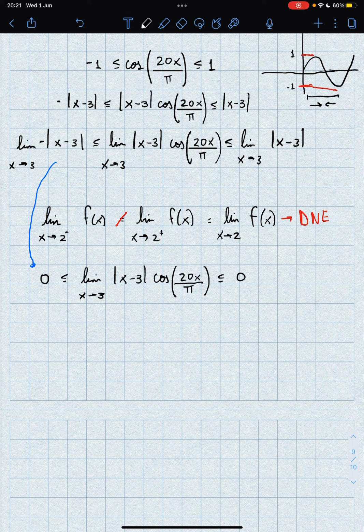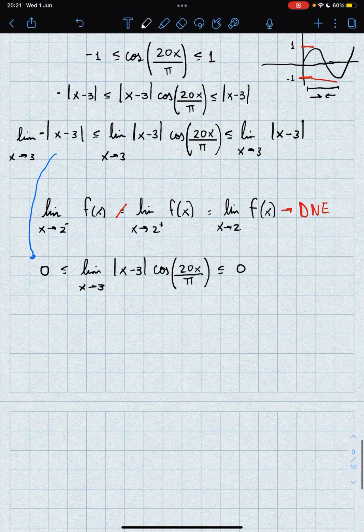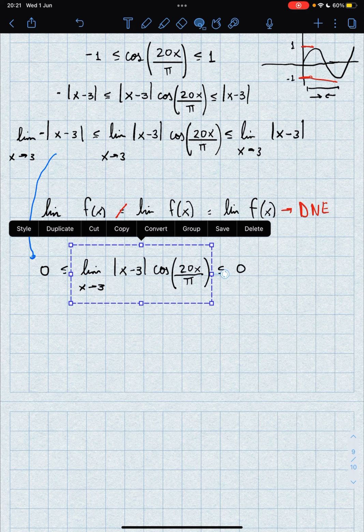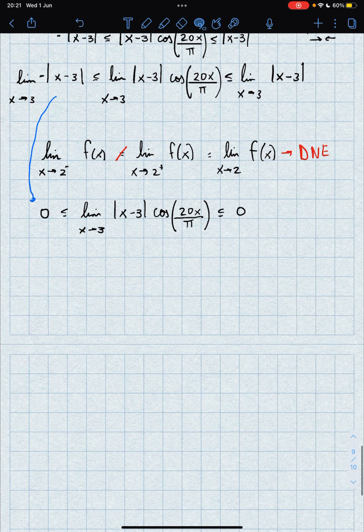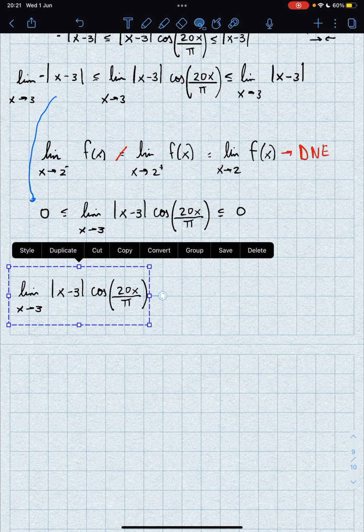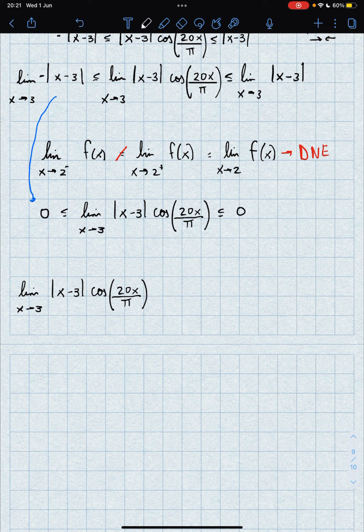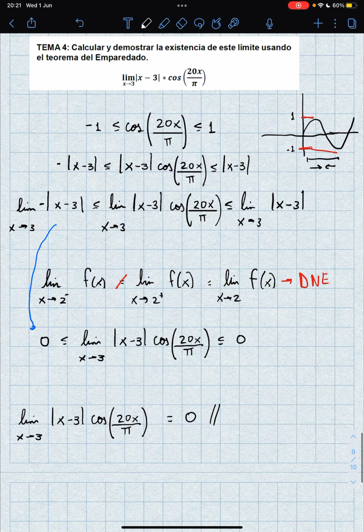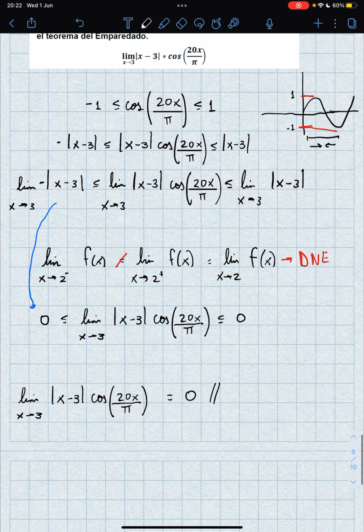So now that we have this, and now that we know that the limit needs to be between 0 and 0, what does it mean? It means that the limit of the absolute value of x minus 3 multiplied by cosine of 20x divided by pi needs to be equal to 0. And that's how we demonstrate the existence of this limit using the sandwich theorem.